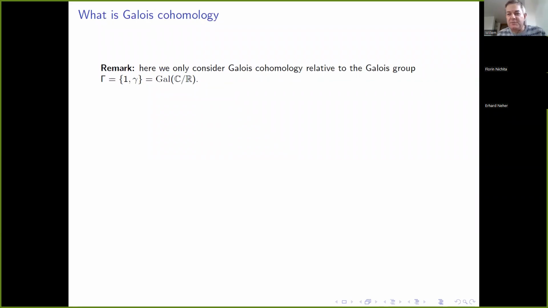The next slide is about what it actually is. Galois cohomology is a rather big subject, and here we only do Galois cohomology relative to the Galois group of C over R. So these examples that I just did are typical for what we do. We know the orbit classification over C, we want it over R. So we are only interested in the Galois group of C over R, which is the smallest group that there is, right? It's just a group of two elements.